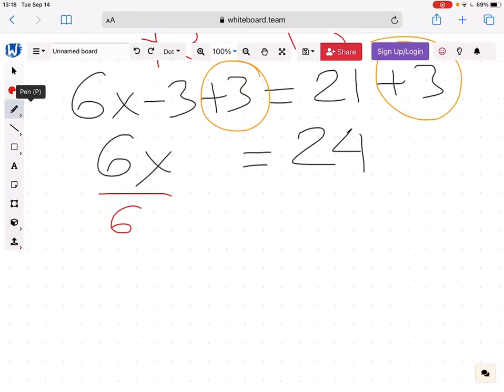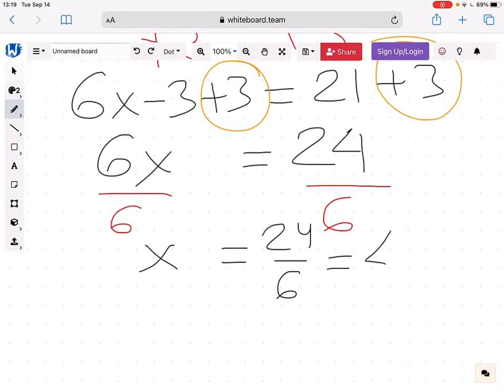But again, if you remember what I said previously, we never do an operation on just one side of the equation. We always do it on both sides and always do the same thing. So if we divide by 6 on the left, we have to divide by 6 on the right. And what do we get? On the left, we get 6x divided by 6, which is x. On the right-hand side, we get 24 divided by 6, and as you know, this is 4. Okay, we found our answer.